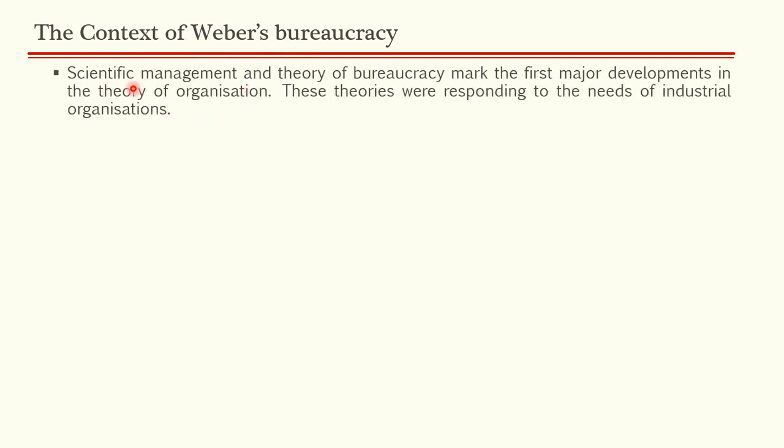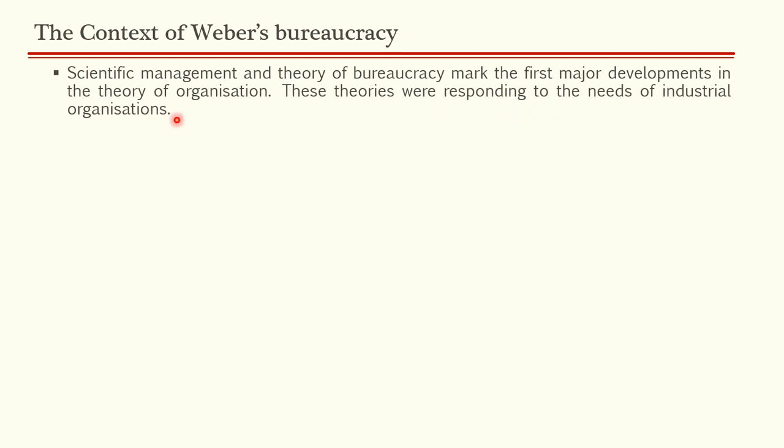Now, as I have already told you, F.W. Taylor and Max Weber were contemporaries. Max Weber was in Germany and F.W. Taylor was in USA. So, scientific management and theory of bureaucracy marked the first major developments in theory of organization. These theories were responding to the needs of industrial organizations. Now, when you will study under module organizations, there are theories of organization. When you will study theories of organization, you will study this again: scientific management model of organization, bureaucracy model of organization. So these models of organizations were the first major developments in organization.